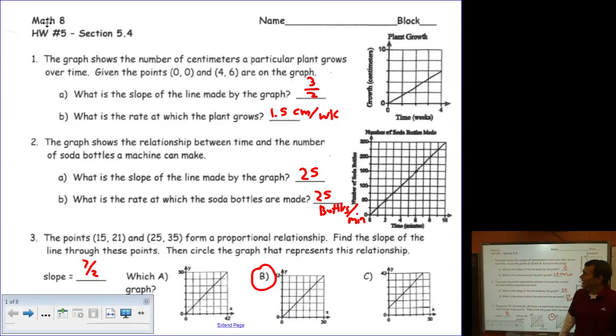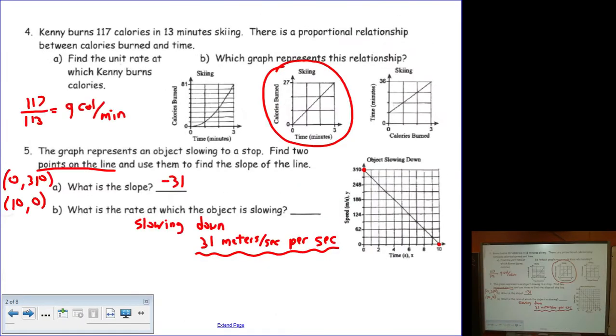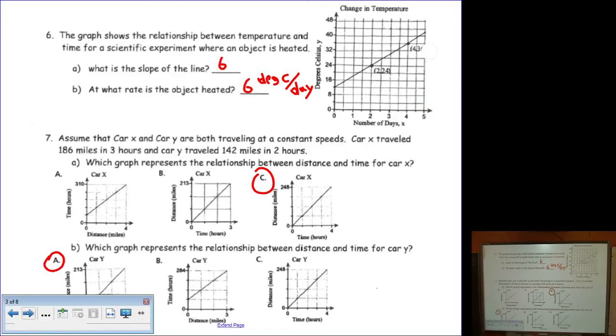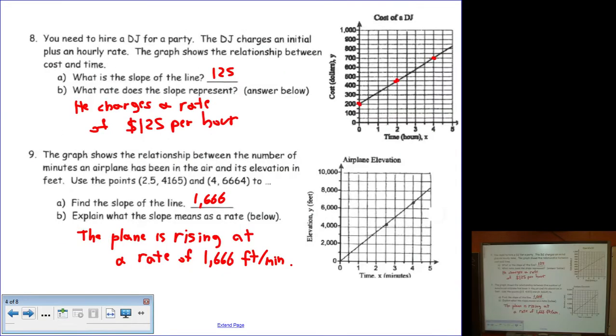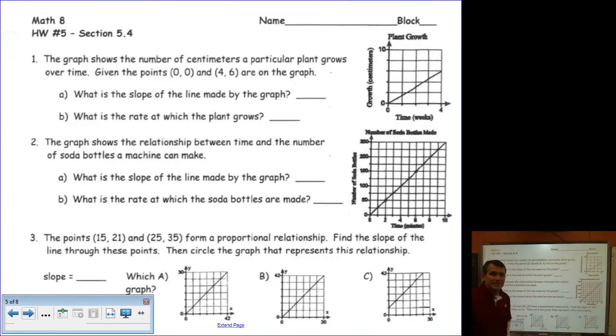All right, here are the answers to homework number 5. Check them out. All right, let's work our way through them.